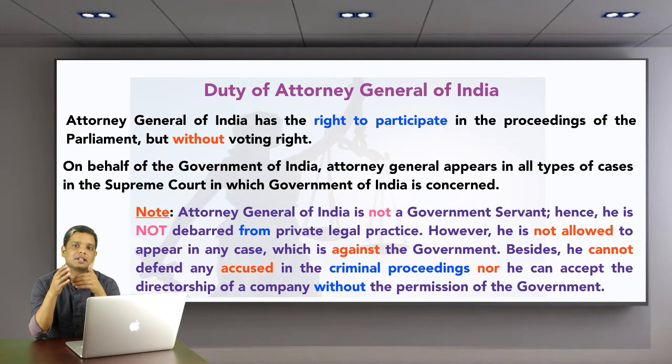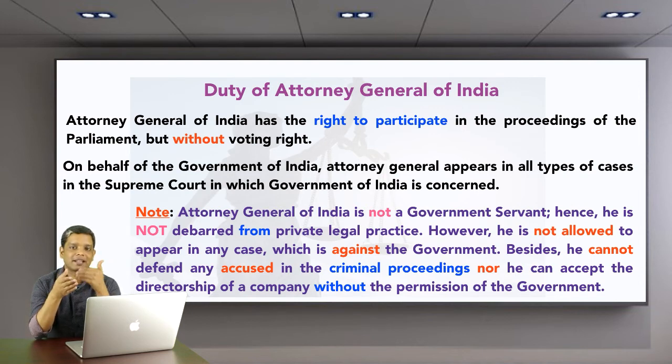As we have studied in our 11th class, in a criminal matter, the case is always filed against the state. So in such a circumstance, the Attorney General of India is not allowed to defend any accused, because that is supposed to be going against the government, isn't it?